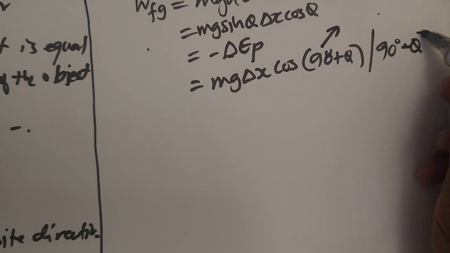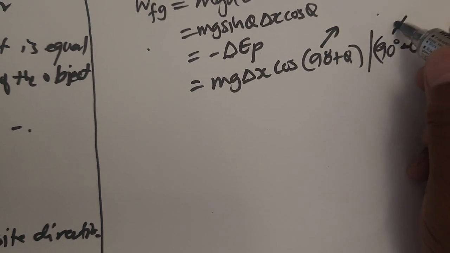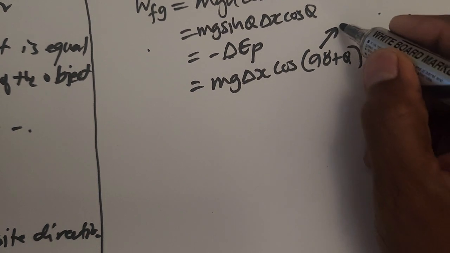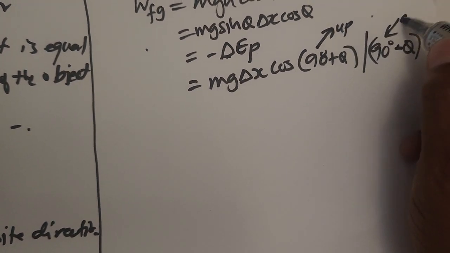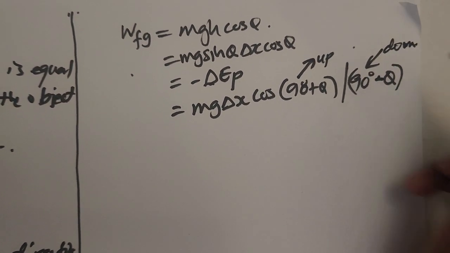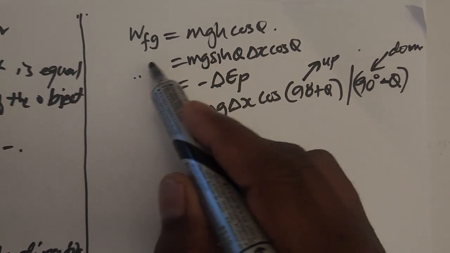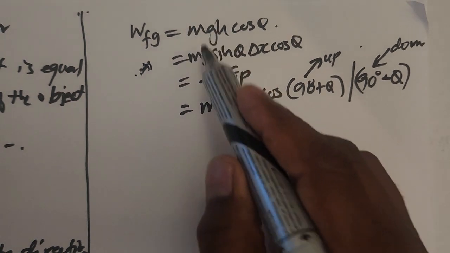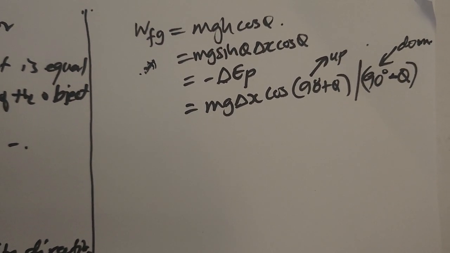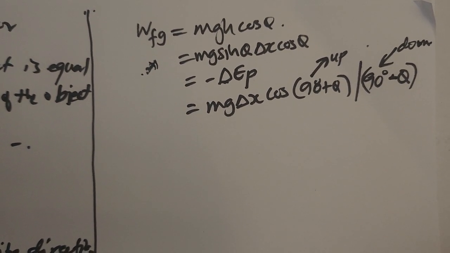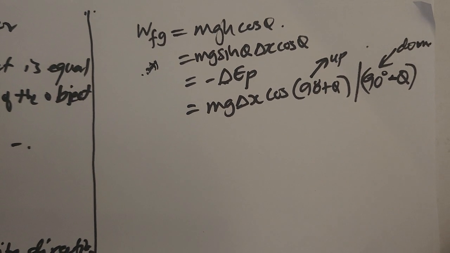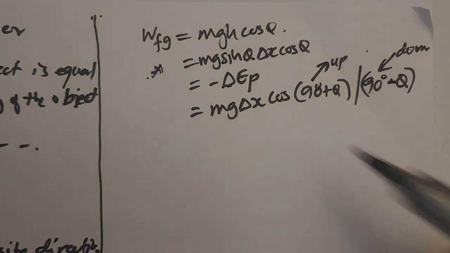minus theta when the object is going down the incline. So up the incline, down the incline. So that's the option. These are the 4 ways. So in our case, we only use this one, but you can use any. They will give you the same answer. Just something that you need to know about in this case. So using any of these will give the same answer.